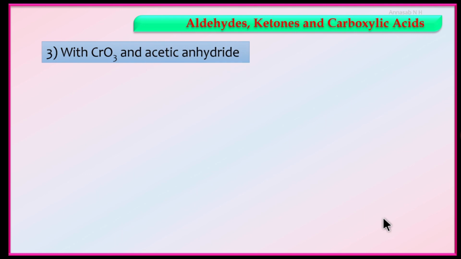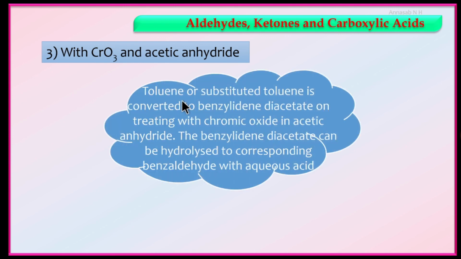The third method is the conversion of aromatic hydrocarbons into aromatic aldehydes with chromium oxide and acetic anhydride. In this process, methyl substituted benzene, which is known as toluene, or substituted toluene, is converted into benzalidene diacetate on treating with chromic oxide in acetic anhydride. The benzalidene diacetate can be hydrolyzed to the corresponding benzaldehyde with aqueous acid.